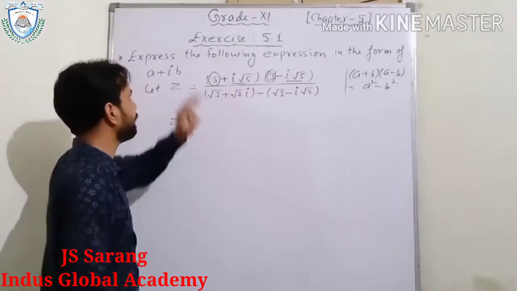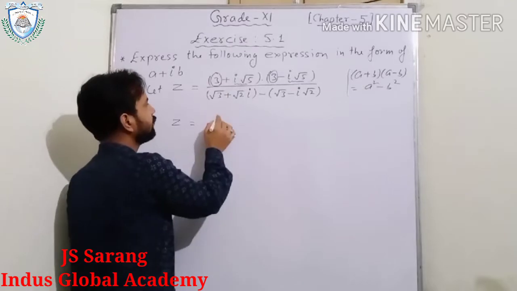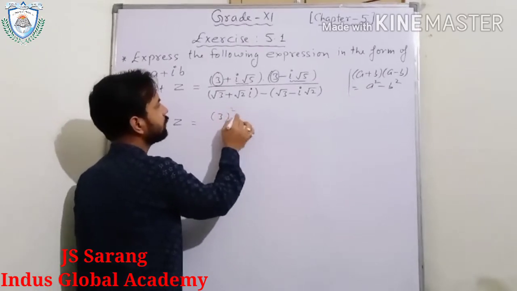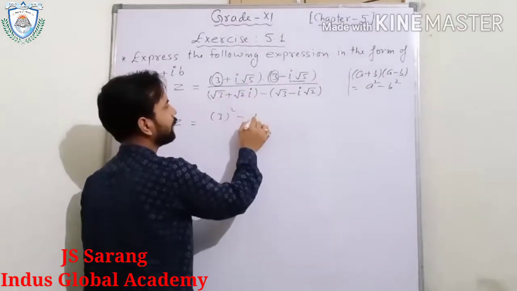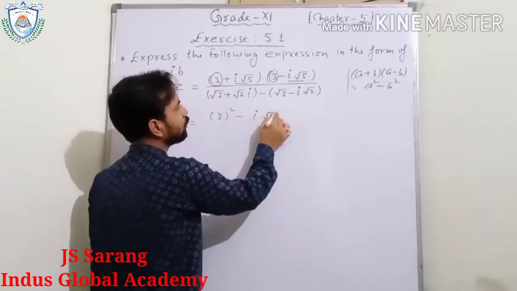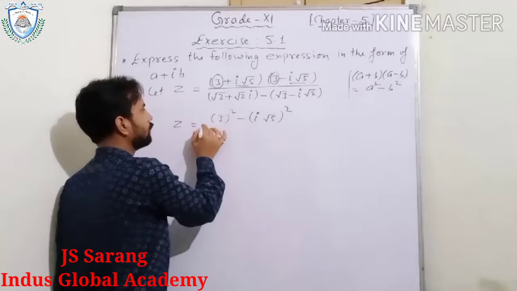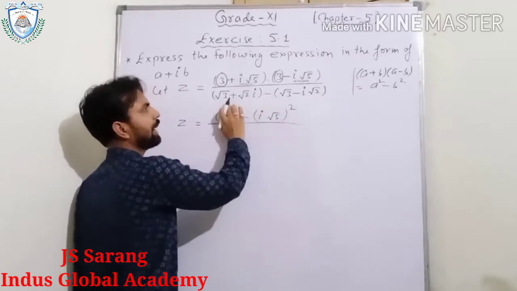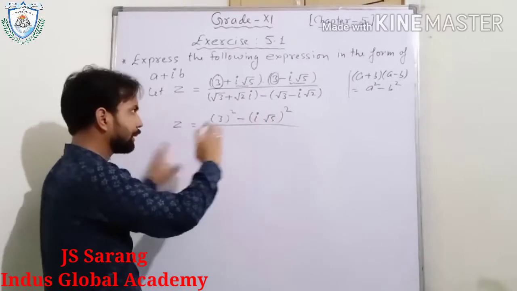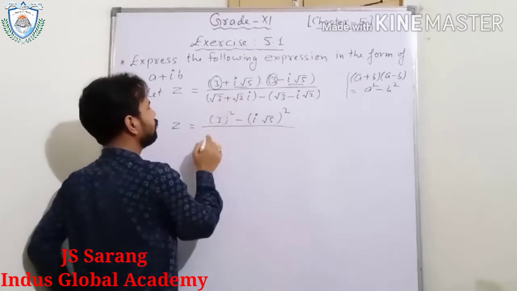So we will implement it here. a is 3, so it will be 3 square minus b, which is i root 5, squared. Clear? Now we will remove these brackets because there is a minus sign. We will remove the bracket. So first, the bracket we will remove.